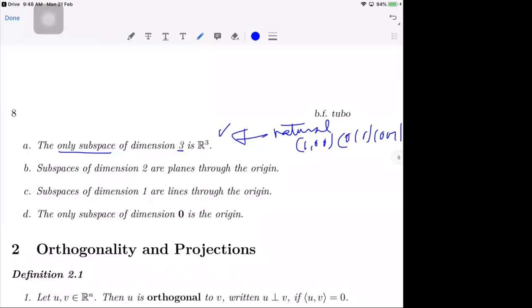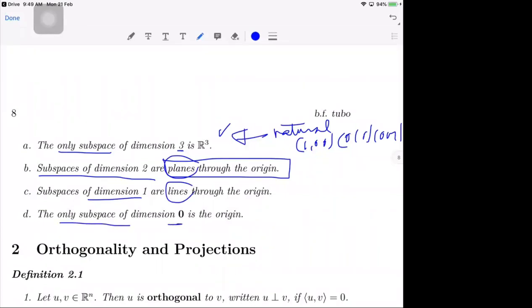And then this was discussed in an example. The subspaces of dimension 2 are the planes that are passing through the origin. Planes, like a paper, no? They pass through the origin. Of dimension 1 are the lines passing through the origin. And the only subspace of dimension 0 is the origin.